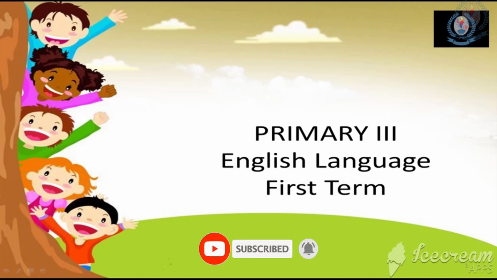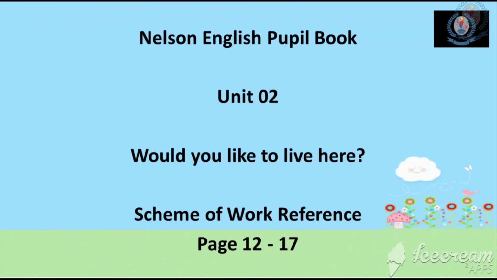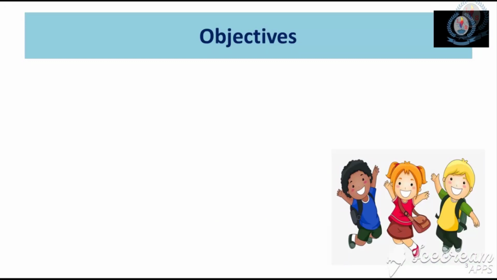Today we are going to learn a new lesson in Nelson English Pupil Book, Primary 3, English Language, First Term. Nelson English Pupil Book, Unit 2: Would you like to live here? Scheme of work reference, page 12 to 17.